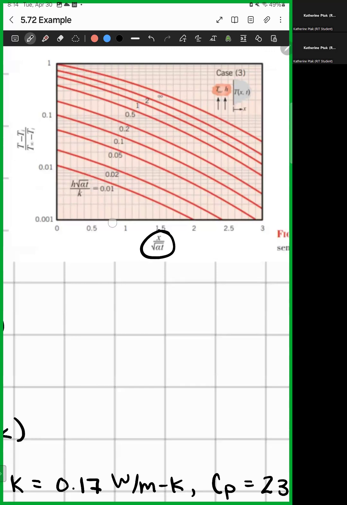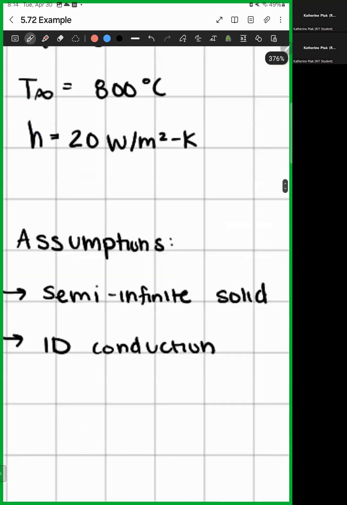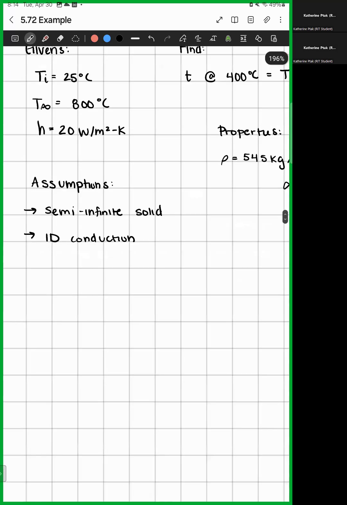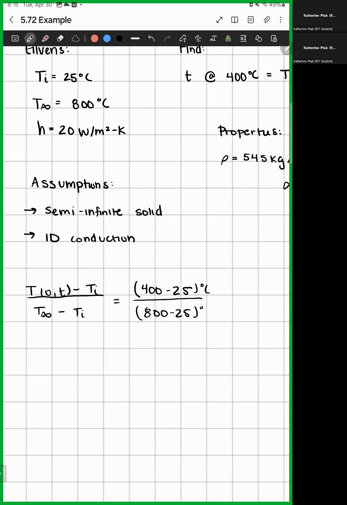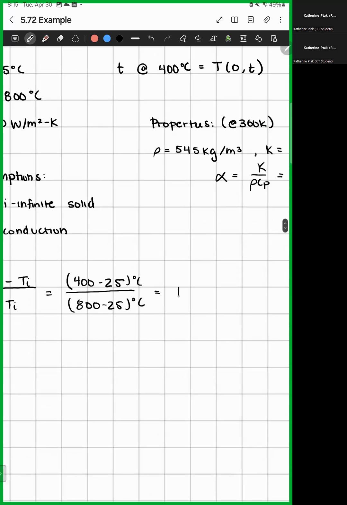So let's start with finding the delta. For this, we have T of 0, t minus T initial all over T infinity minus T initial, which equals 400 minus 25 all over 800 minus 25. And when you do that calculation, it comes out to 0.48.